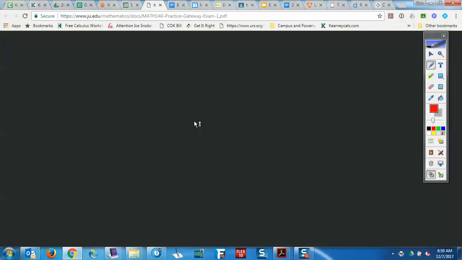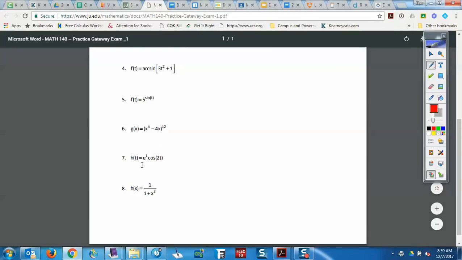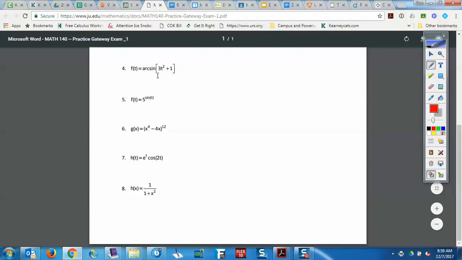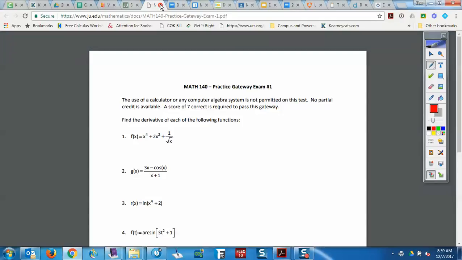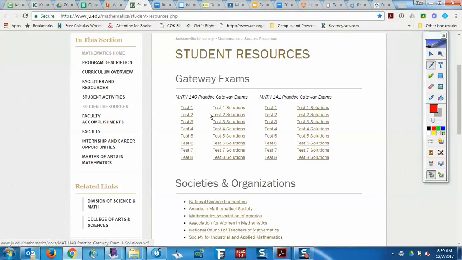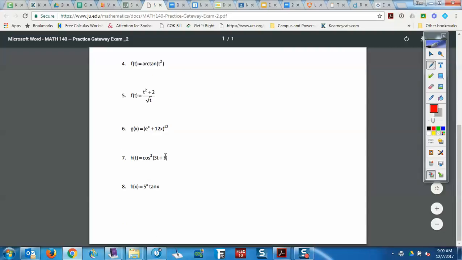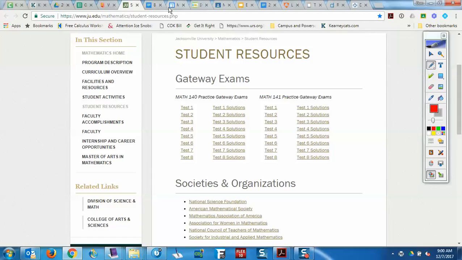So if you go to Test 1 here, it'll pull up some derivative problems. Okay, it's got about 8 of them. Now some of these we're not ready to do yet, like we haven't talked about arc sine, that's tomorrow. But most of these we could do, and they're fairly simple. They give 8 of them and you have to get 7 right to pass. It's got solutions here, and here's another one, and they're pretty similar. That's not a bad site to go for some extra practice.